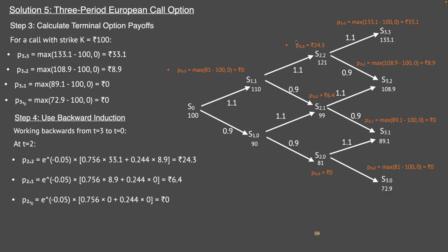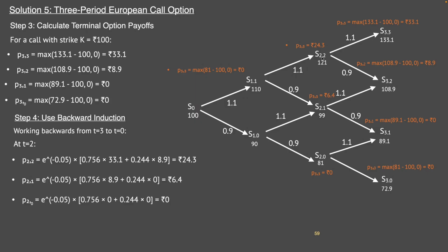Now we have to do the backward induction formula. So how do we use the backward induction formula? The backward induction formula is e to the power of minus small r into t, into p into the option price in the up node, plus 1 minus p into the option price in the down node.